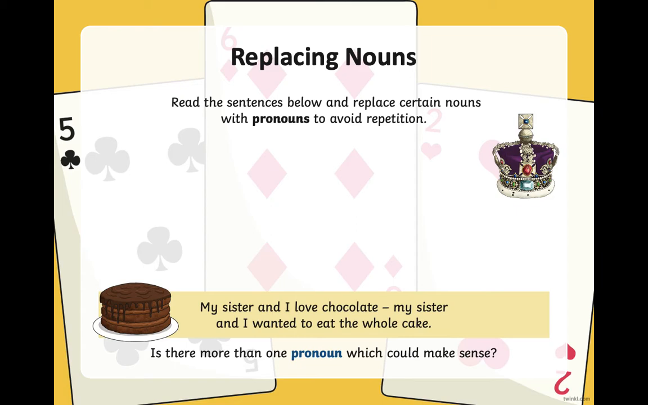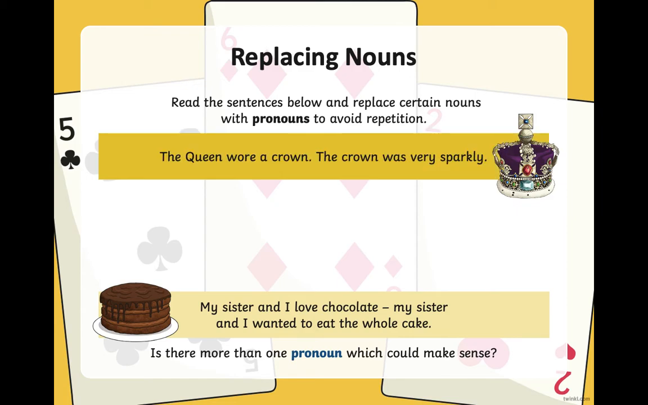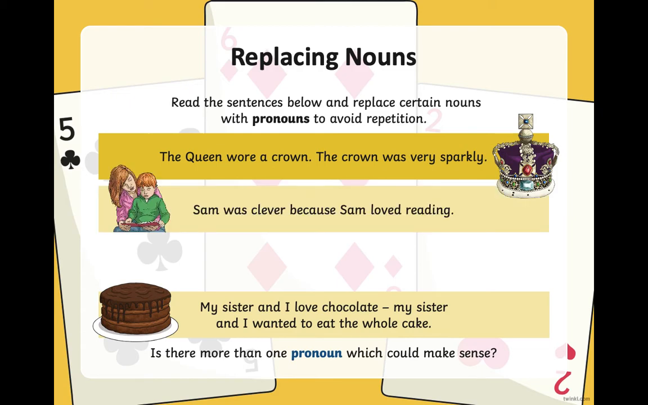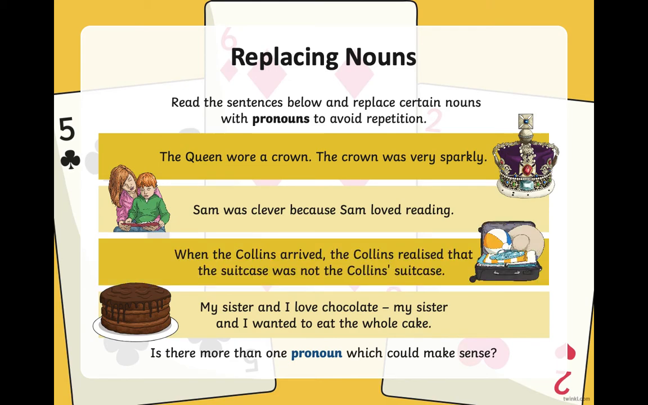Okay, so now we're going to read the sentences below and replace certain nouns with pronouns to avoid repetition. So we're doing the opposite. So the Queen wore a crown. The crown was very sparkly. My sister and I loved chocolate. My sister and I wanted to eat the whole cake. Sam was clever because Sam loved reading. When the Collins arrived, the Collins realised that the suitcase was not the Collins suitcase.